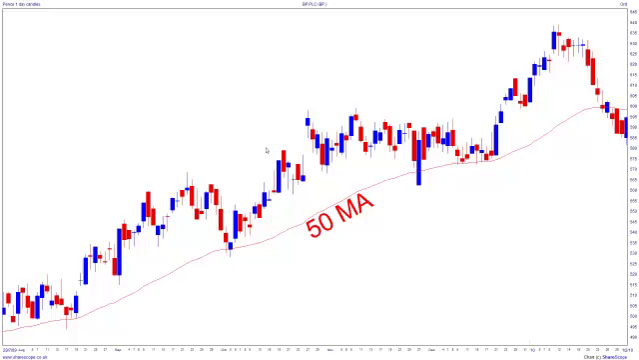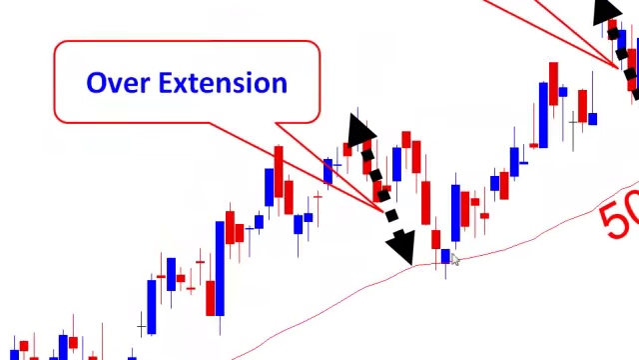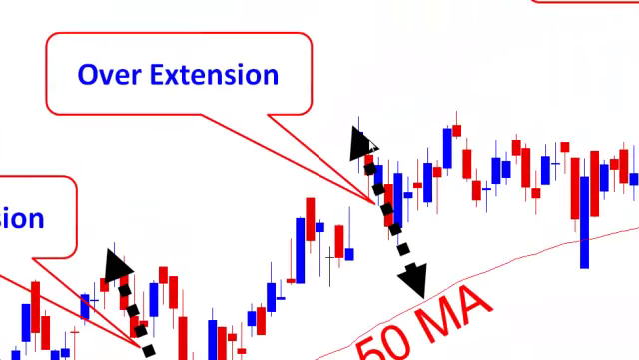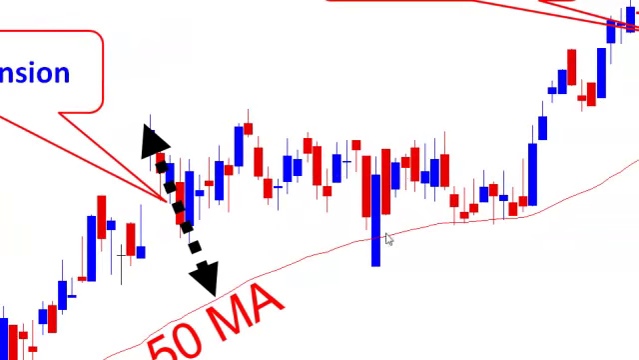So let's take this chart of BP, and on it we've got a red 50 moving average plotted. If I plot on the overextension periods 1, 2 and 3, you can see the price gets so far before it has to come back to the moving average. It snaps back like an elastic band. Again, so far from the moving average. Now instead of a snapback this time, it just moves sideways whilst waiting for the moving average to catch up.